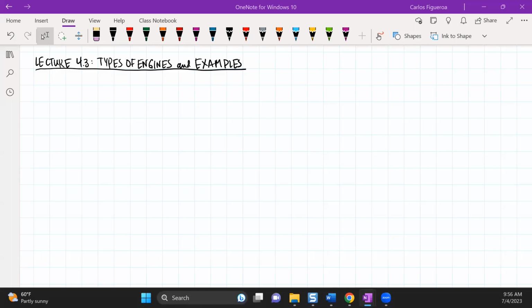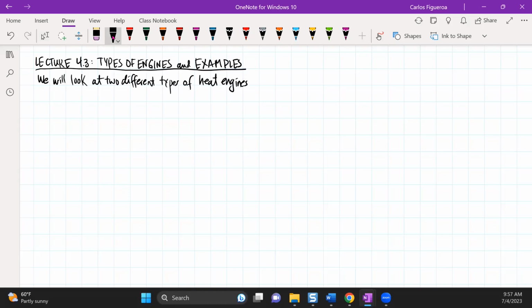Lecture 4.3, types of engines, that is combustion and diesel, and examples. We will look at two different types of heat engines.